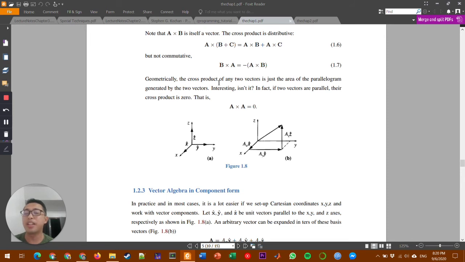Geometrically, the cross product of any two vectors is just the area of the parallelogram generated by the two vectors. Interesting, eh? Area ang iyang i-produce tapos with direction. So in fact, if two vectors are parallel, wala kay area nga ma-make, wala parallelogram, so it's zero, which is opposite siya sa dot product, di ba? Maximum man if dot product, but for this case, zero siya if you have cross product of two vectors by itself, kasi parallel siya.